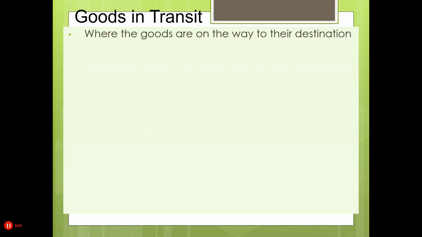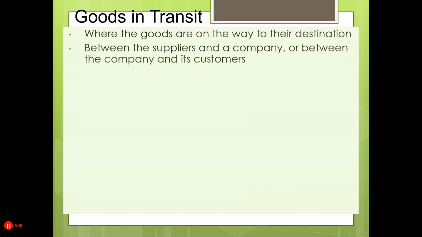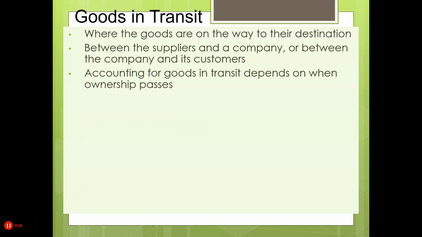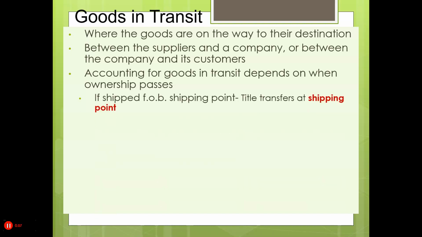Now, goods in transit. Where the goods are will determine how they're treated on the company's books. So, accounting for goods in transit depends again on when ownership passes. If it's shipped FOB shipping point, it means title transfers at the point it leaves the seller's docks. So that means the minute it goes out the seller's door, it goes into the inventory of the buyer. Now, if it's shipped FOB destination, it doesn't go into the inventory of the buyer until it's received by the buyer.